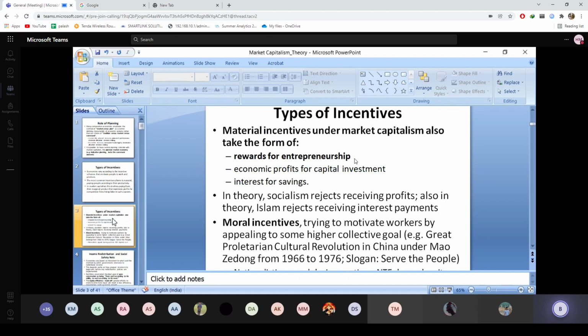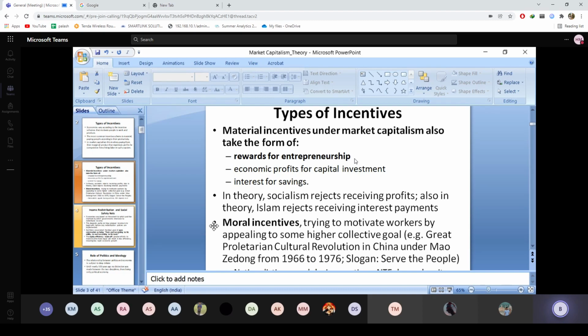Now there are again moral incentives, which is another kind, as opposed to the material incentives, that also is important, a driving or other important motivating factor for people to contribute, trying to motivate workers by appealing to some higher collective goals, such as the Great Proletarian Cultural Revolution in China that happened under Mao Zedong from 1966 to 76, which we will discuss in detail when we discuss the Chinese economy, and how that galvanized people's movement, and they brought tremendous change in the economic and social systems there.